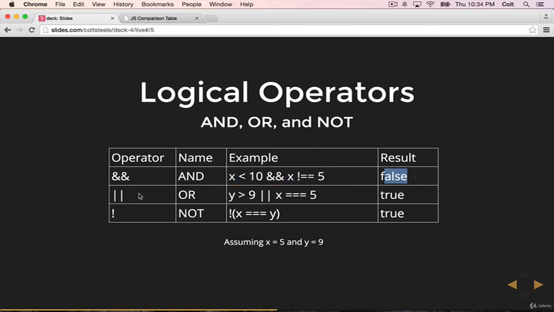The way that or works is slightly different. It still takes both sides, but it only requires that one of them be true, left or right, in order for the whole thing to be true.